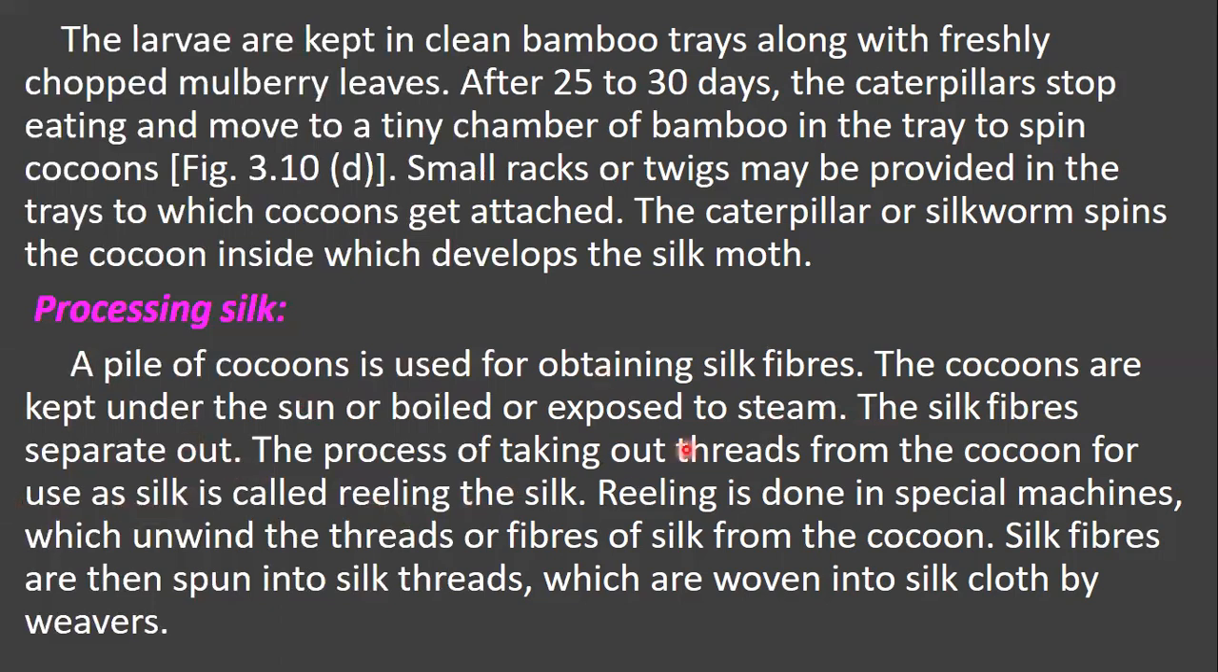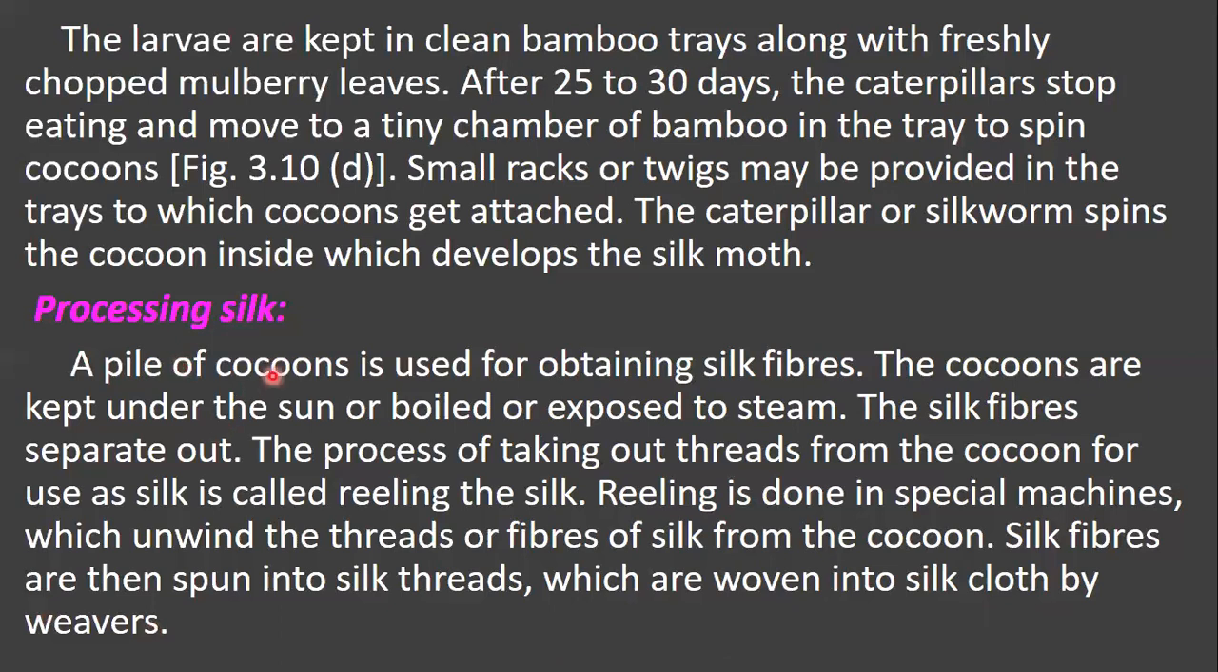The process of taking out the threads from the cocoon for use as silk is called reeling the silk. See children, the process of taking out the threads from the cocoon for using as silk is called reeling the silk. And reeling is done in special machines which unwind the threads or fibers of silk from the cocoon. Silk fibers are then spun into silk threads which are woven into silk cloth by the weavers.